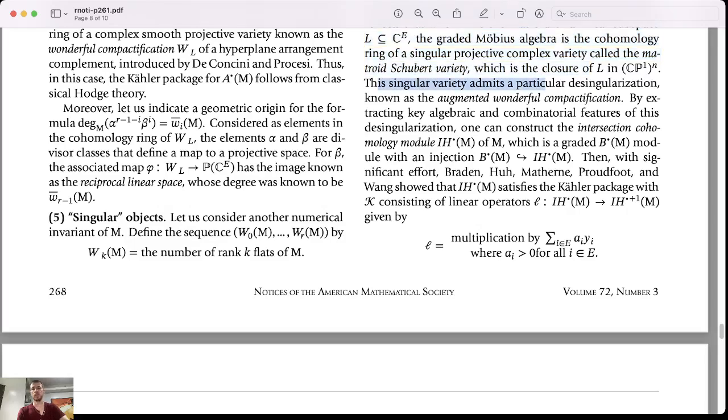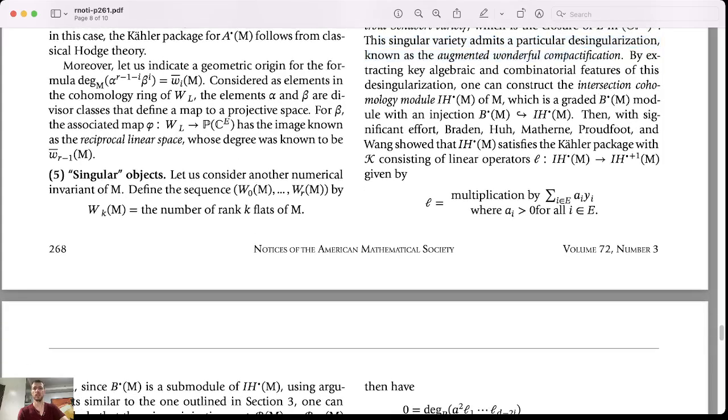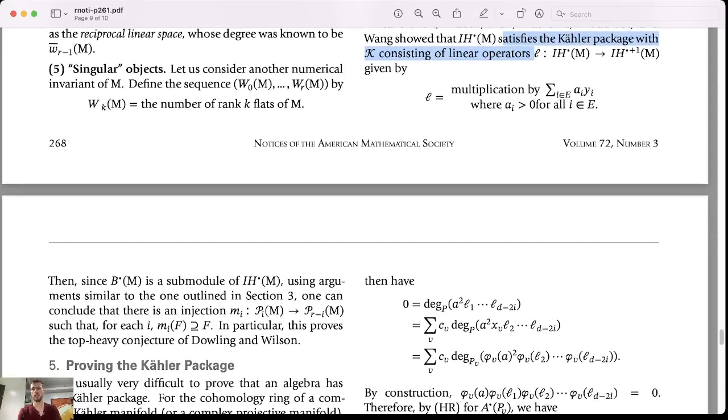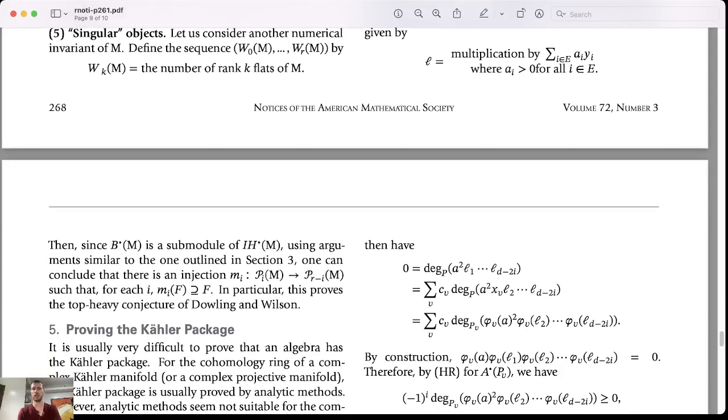This singular variety admits a particular desingularization known as the augmented wonderful compactification. By extracting key algebraic and combinatorial features of this desingularization, one can construct the intersection cohomology module IH^•(M), which is a graded B^•(M)-module with an injection B^•(M) into IH^•(M). Then, with significant effort, Braden, Huh, Matherne, Proudfoot, and Wang show that IH^•(M) satisfies the Kähler package with K consisting of linear operators L: IH^i(M) to IH^{i+1}(M), given by L = multiplication by Σ_{i∈E} a_i y_i, where a_i > 0 for all i in E.